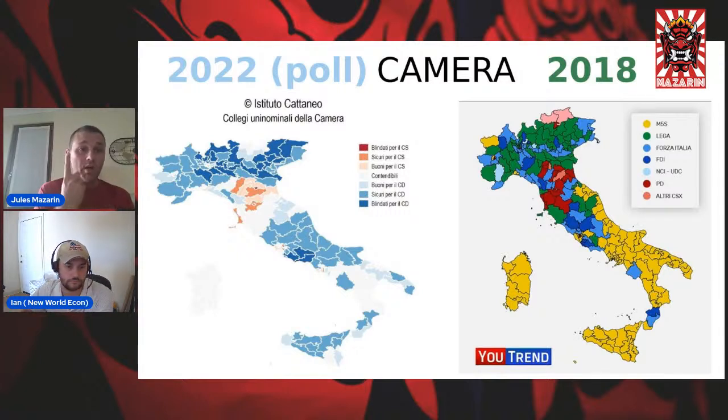On the left, you see the uninominal seats, because our law is divided into uninominal votes. You have only one candidate for each coalition. You see that the blue is center right. You see that mainly all the uninominals in Italy will go to the center right. The proportional is with a list of a lot of names, and you get the seats in proportion to the votes of the list.